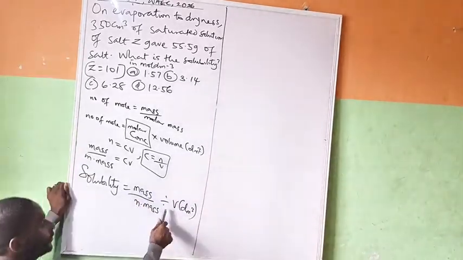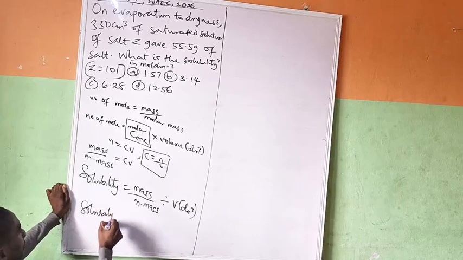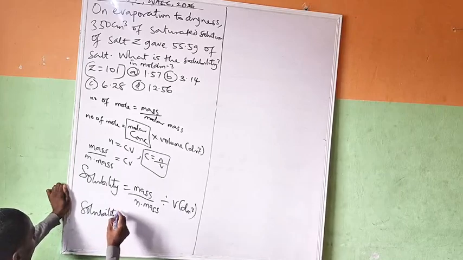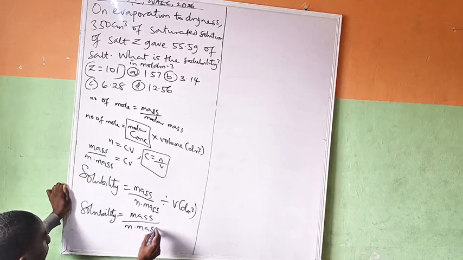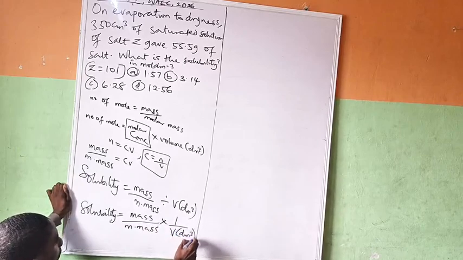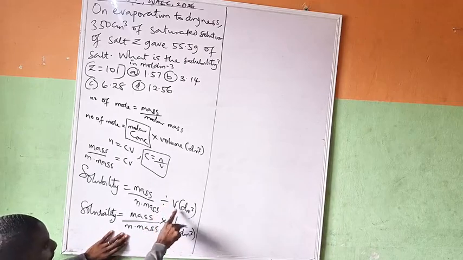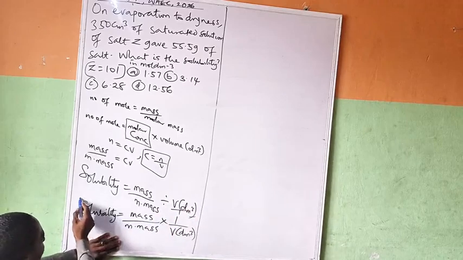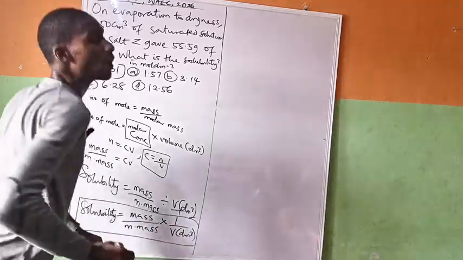So if I want to change this division now to multiplication, it will be what? Solubility is equal to mass over molar mass times 1 over V in dm cube. So this is one formula. Because I've changed this division to times, I will have to find the reciprocal. When we go up, this comes down. So this formula is used to find solubility.